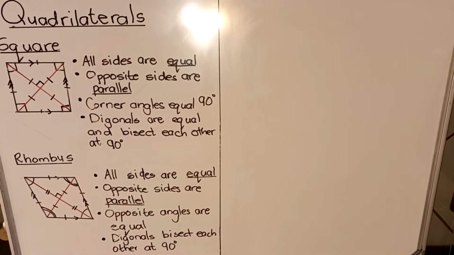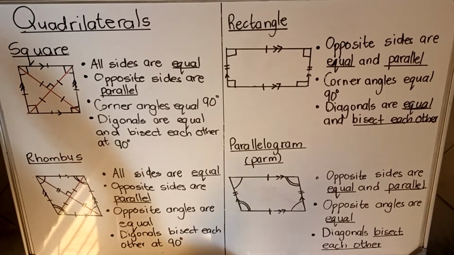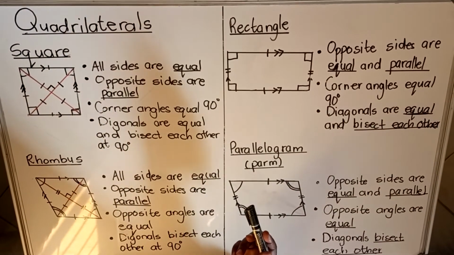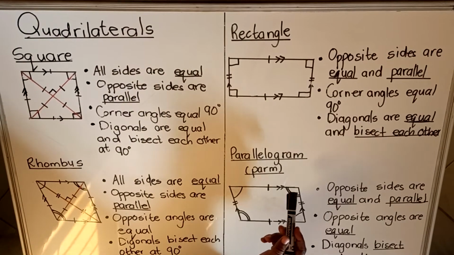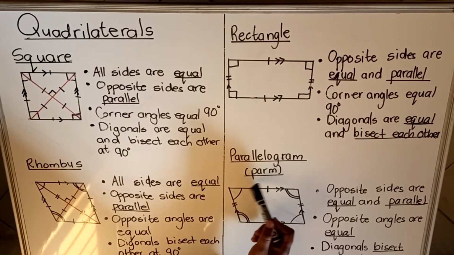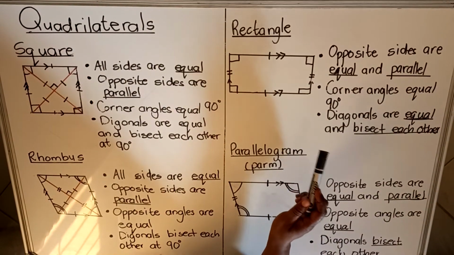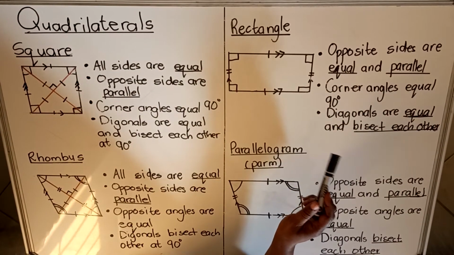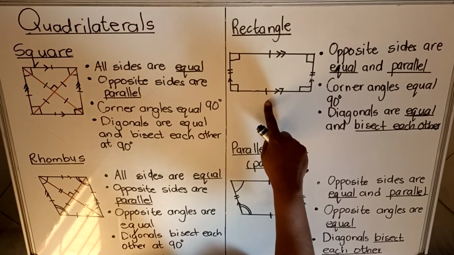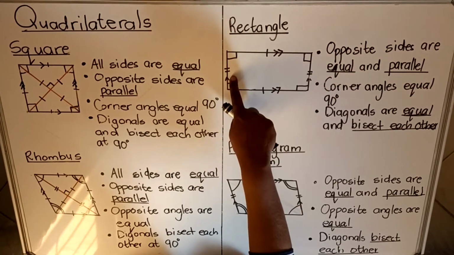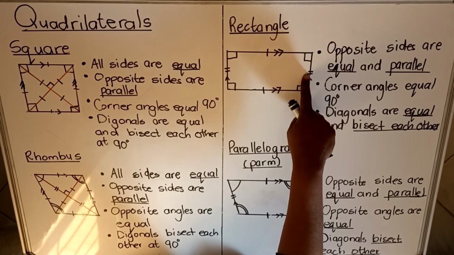Okay, let's look at the next 2. Now the next 2 quadrilaterals that we're going to look at are a rectangle and a parallelogram. A parallelogram, when you write it in short, you can call it a palm, right? A rectangle has opposite sides equal and parallel. So that line and that line are equal, and they are also parallel. That one and that one, they are equal and also parallel.